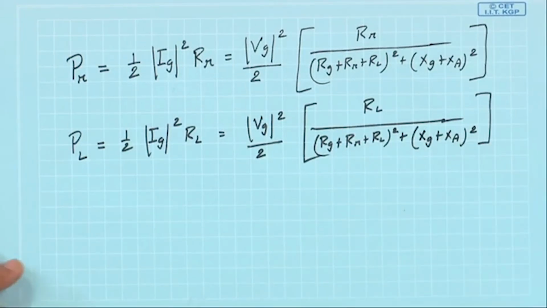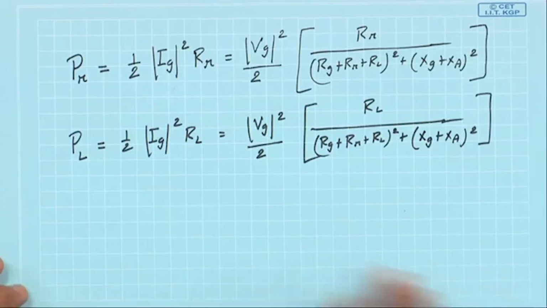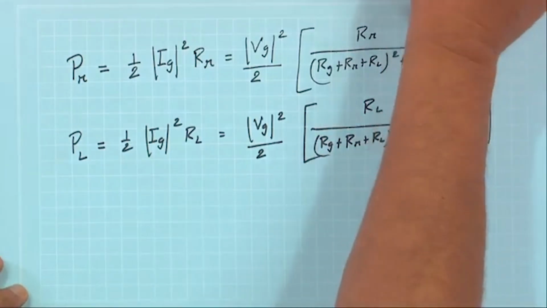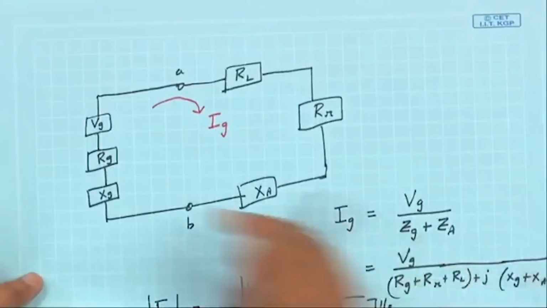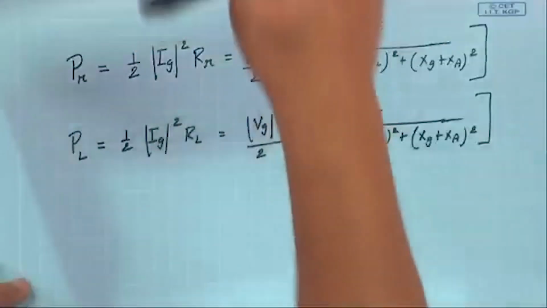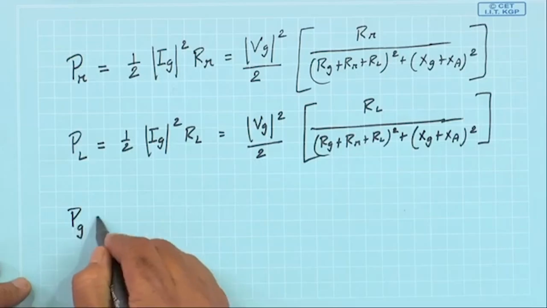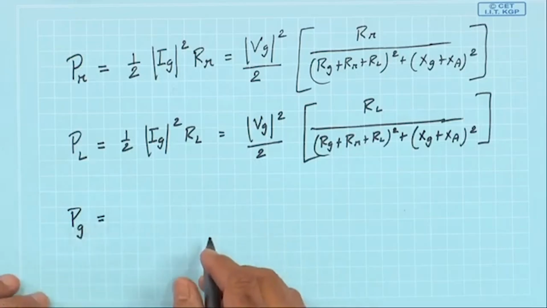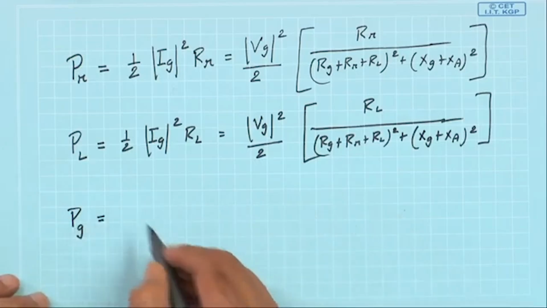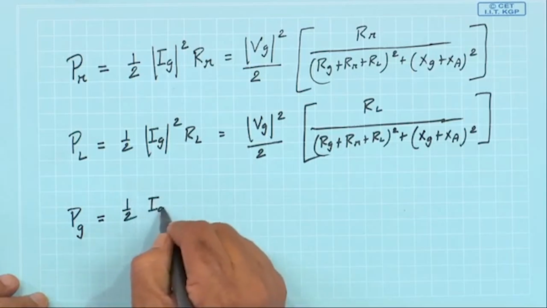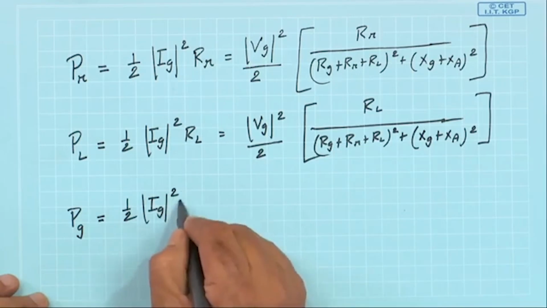So, where is the remaining power? Obviously, the remaining power is dissipated as heat in the internal resistance of the generator. So, that we can call P g is the power that is dissipated inside the generator, that will be again half I g square R g.